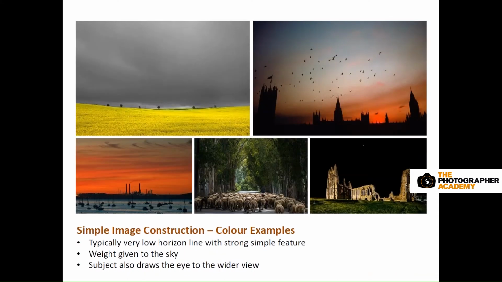This is a continuation. You'll recognize a couple of these because I showed you them earlier on. Simple image construction using color. Now, if I can just use as an example the one with the grey sky and the oilseed rape field, the yellow field, with a line of trees running through. That image could easily be, for example, the red sky, the power station, and the sea in the foreground. The image construction of those is effectively two rectangles with a line of features in the middle, in the same way as the Houses of Parliament, so your image construction is pretty much the same.